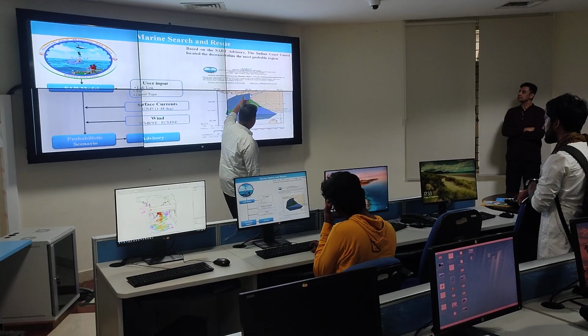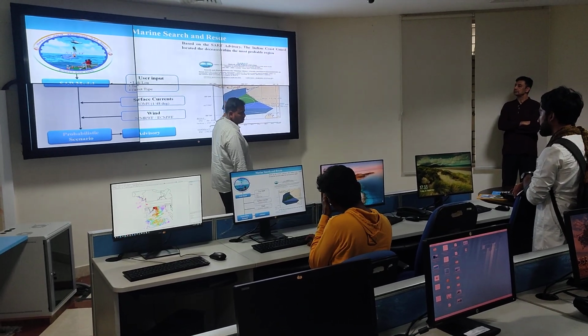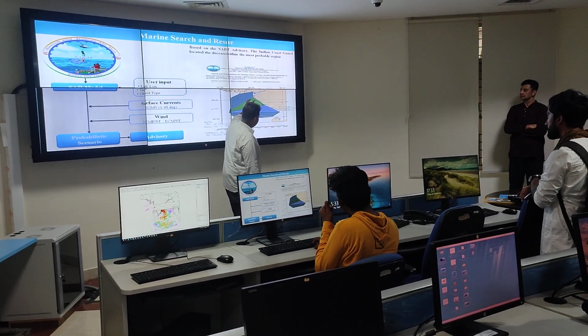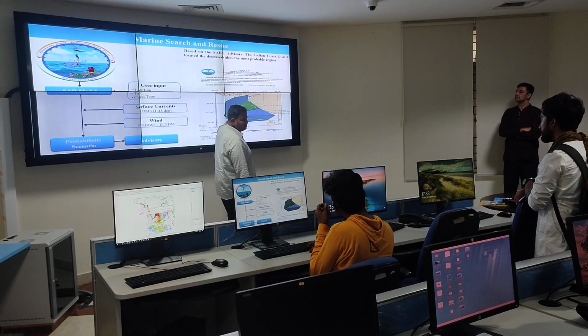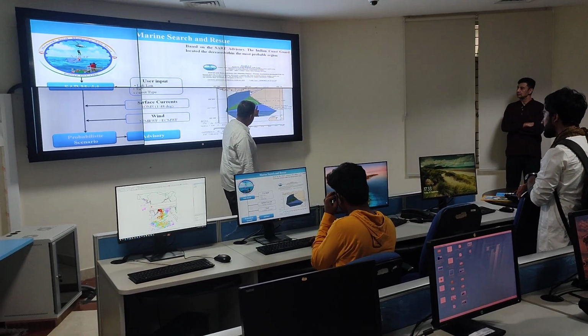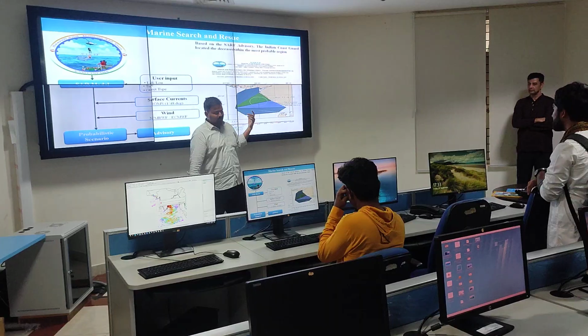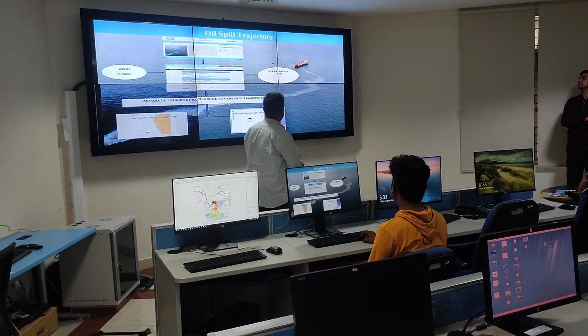If you feed that information, it will give you these probable zones where a person can be found. Here it really happened. We gave this information to the Coast Guard and told them this place is the most probable zone to find the missing person. Exactly, they found the guy here. So like that, we issue search and rescue information.